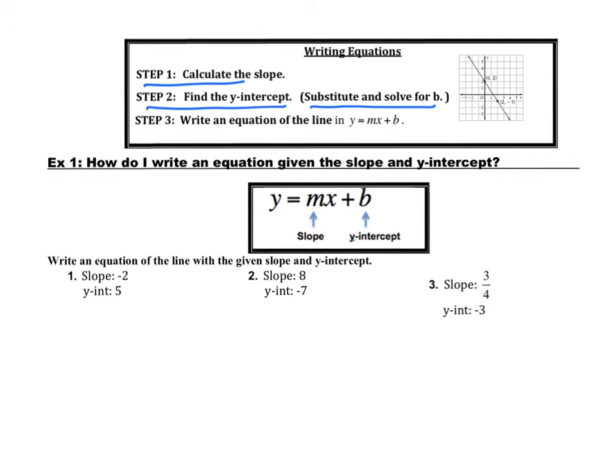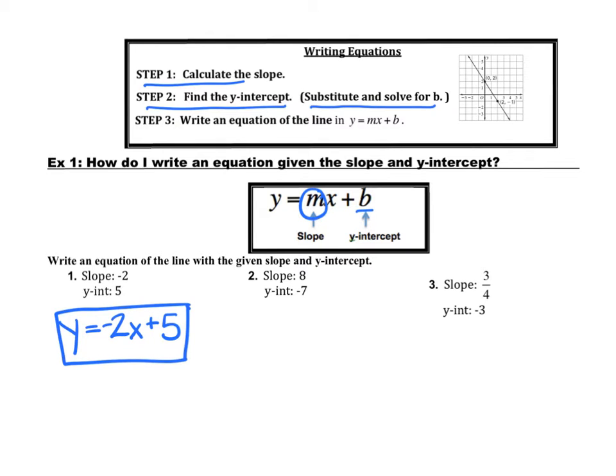So remember that when we've solved for y in an equation, the m is going to be our slope, and then the number without the variable, the b, is going to be our y-intercept. So write the equation of the line given the slope and the y-intercept. We simply take y equals, and if our slope is -2, we plug that in for our m, x, and then our y-intercept is 5. And there we have an equation written in slope-intercept form.